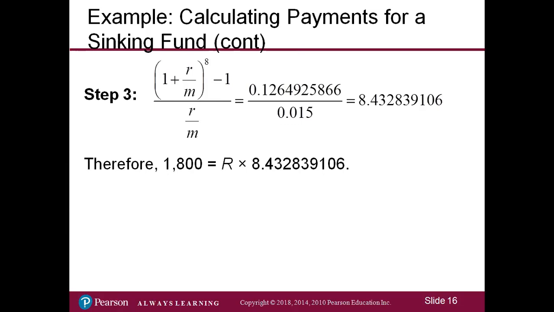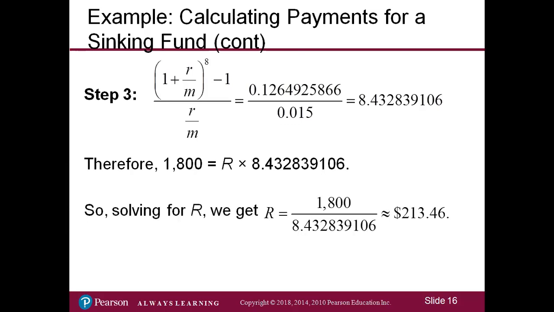8.432839106. Therefore, we have A equals R times the quantity we've found, or 1,800 equals R times 8.432839106. So solving for R, we get that R equals 1,800 divided by 8.432839106, which is approximately equal to $213.46.